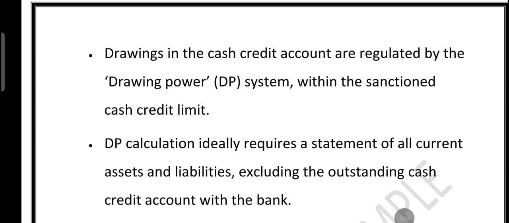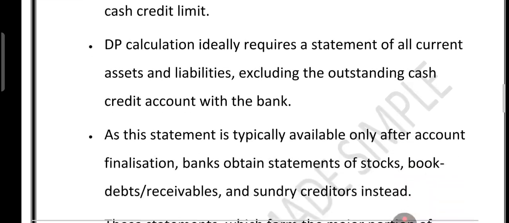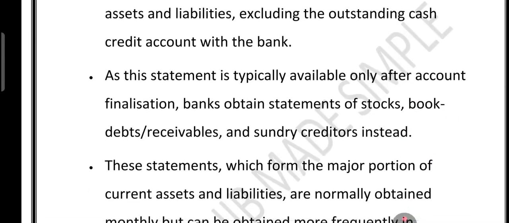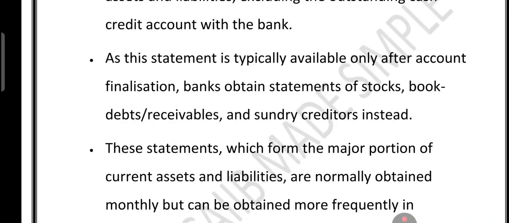So current asset minus current liability, right? But since the detailed balance sheet comes in only after finalizing accounts, the bank asks for a monthly statement. What does the bank ask for? A monthly statement of stock and inventory, book debt, which is money the customer owes, and sundry creditor, money the business owes others, right? Then they apply a margin, which is called a safety buffer, and calculate how much can be allowed as DP.